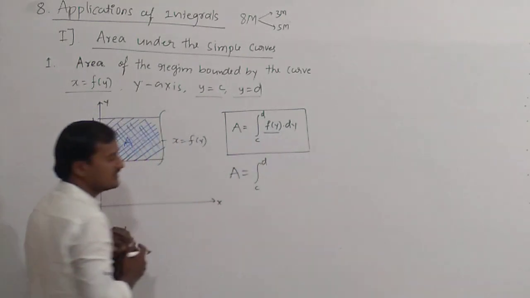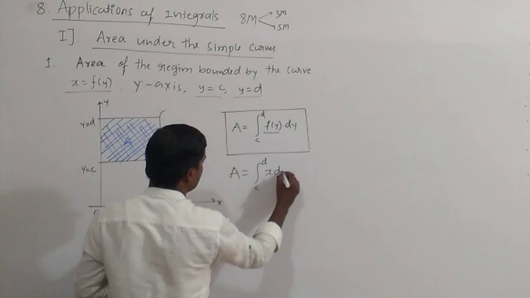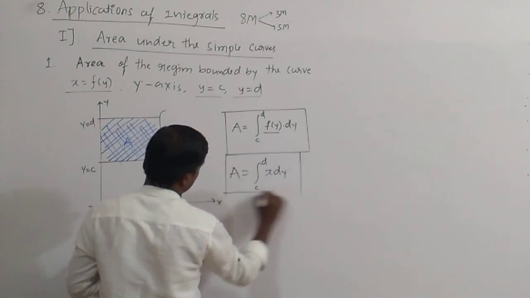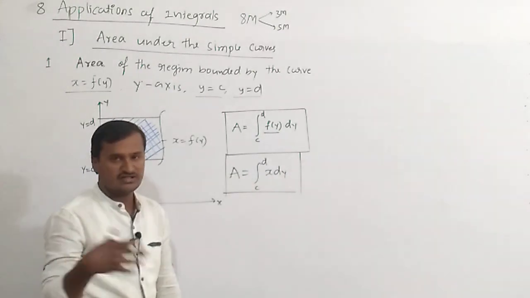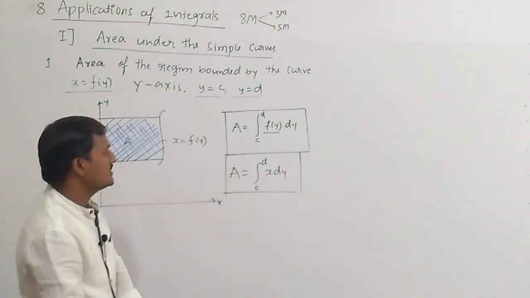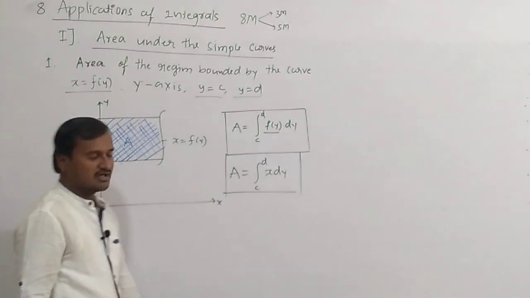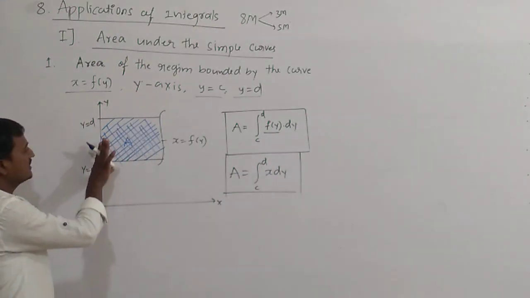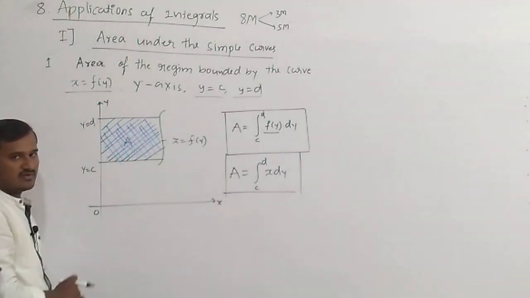What is the value of f of y? f of y is nothing but x, so x dy, right? So here we should find the value of x in terms of y. So in that case we are using the integration from c to d of x dy. And again here you should observe this area lies to the right side of the y-axis.